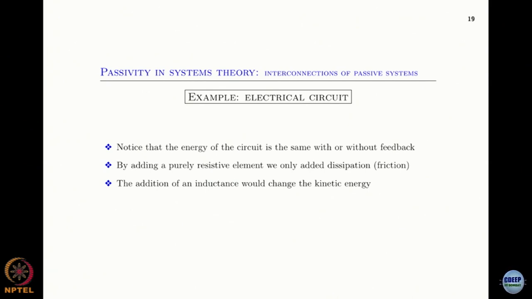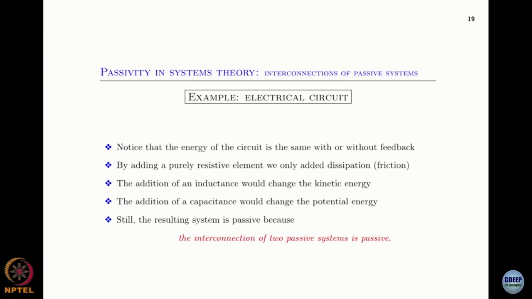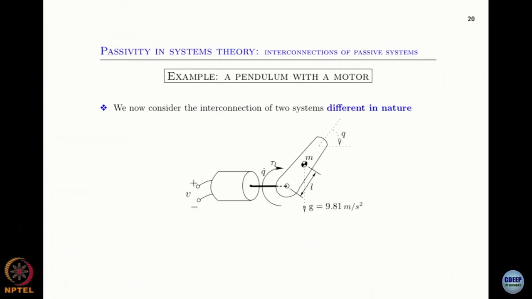The addition of an inductance would change the kinetic energy, you could also go and do that. And you could also add a capacitor and modify the potential energy, so you can do a lot of things. You can modify, reshape the energy the way you want, and then add dissipation the way you want. We will see how by manipulating these things, you can control the system very nicely. The resulting system is still passive because, once again, the fundamental theorem of passivity tells me that the interconnection of passive systems is passive. Okay.